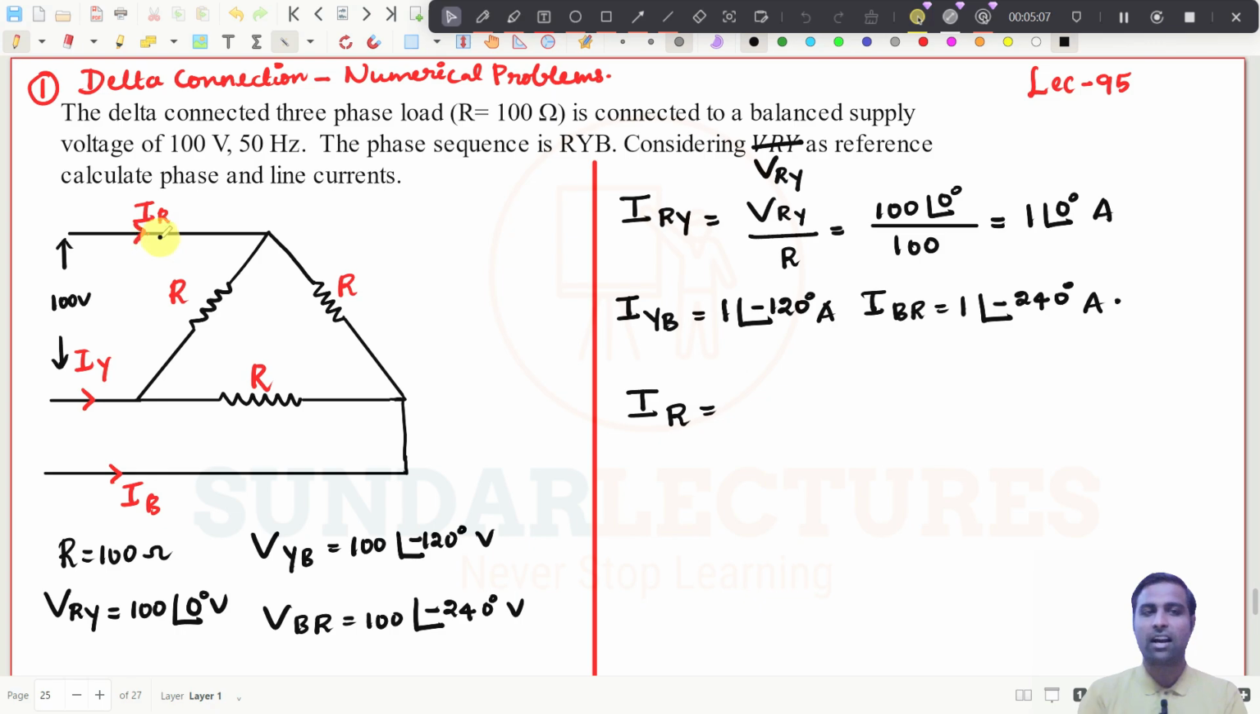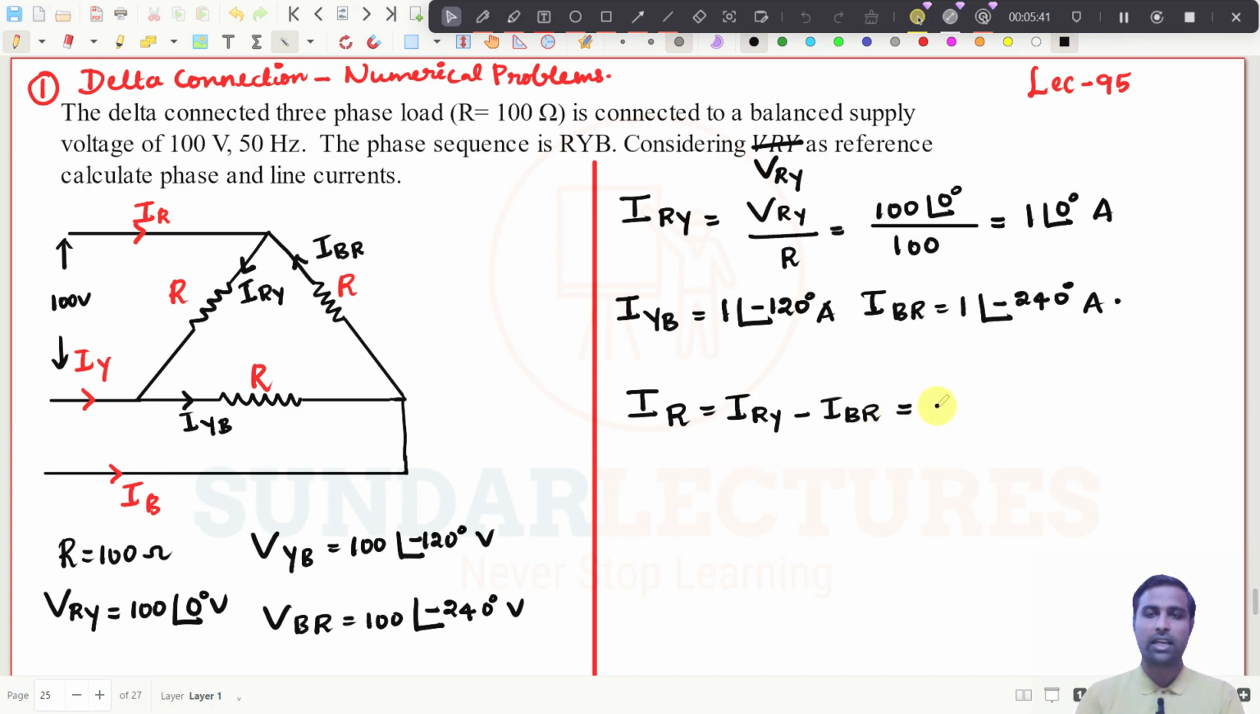See, this is IR, and whatever current is flowing here, we would have written as IRY. This current is IYB, and this current we would have written as IBR. Right, this is how we would have written the equation. So IRY is coming in and IB is also coming in, this is going away, so it will be IRY minus IBR, right? This is the equation. We would have already written these kinds of equations.